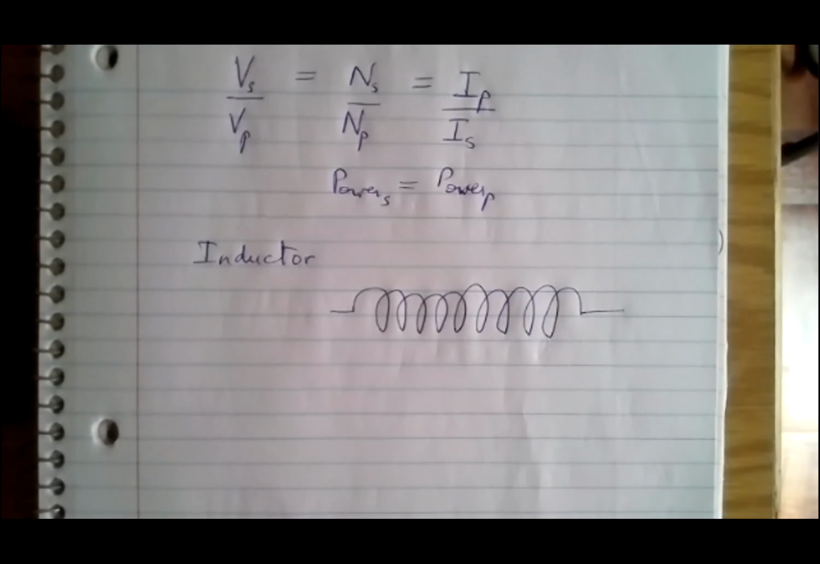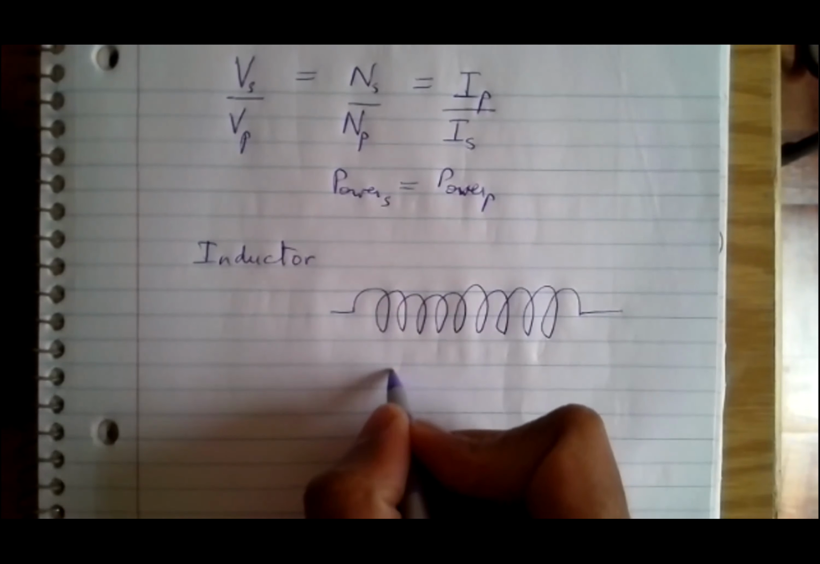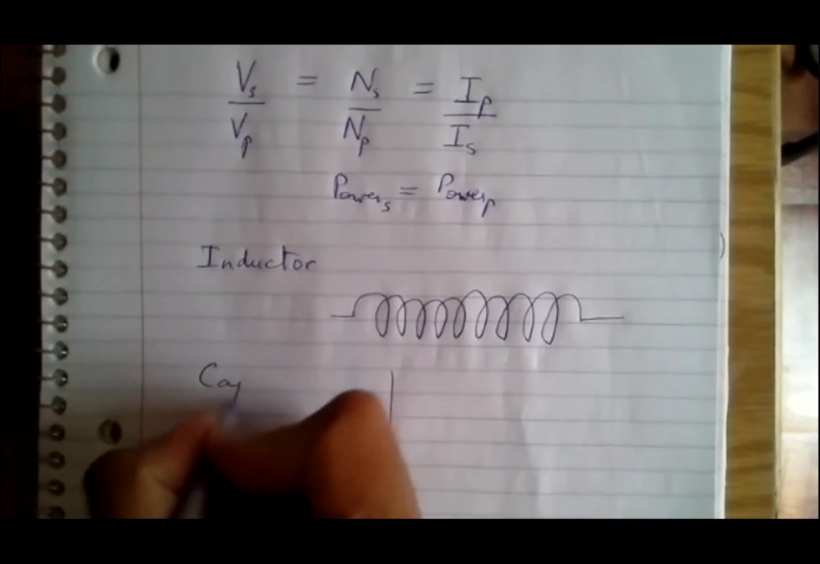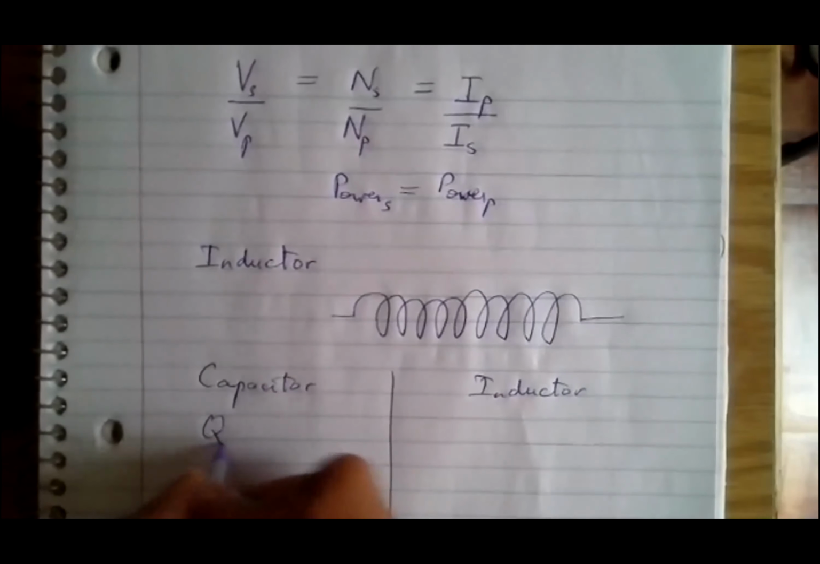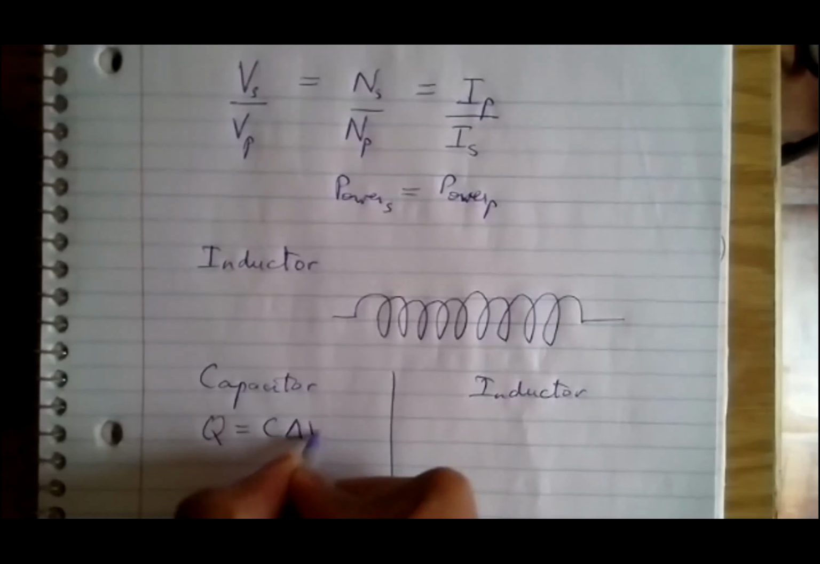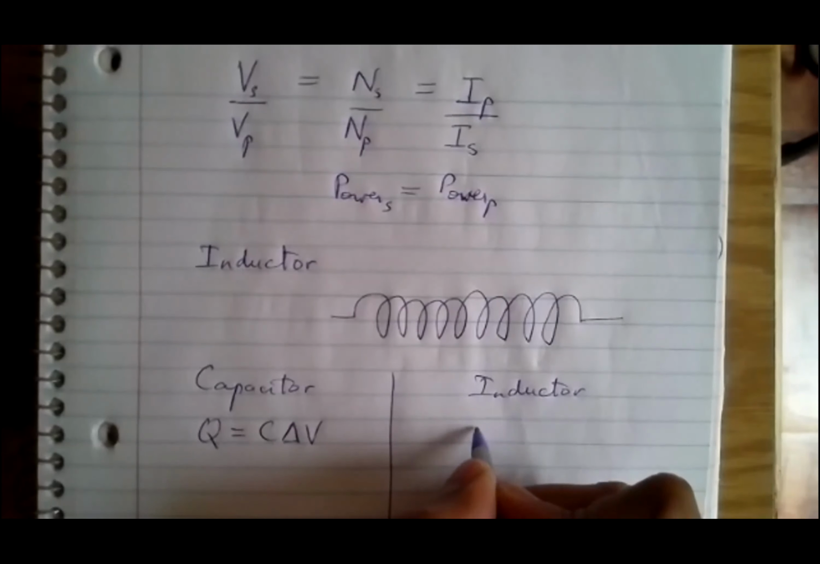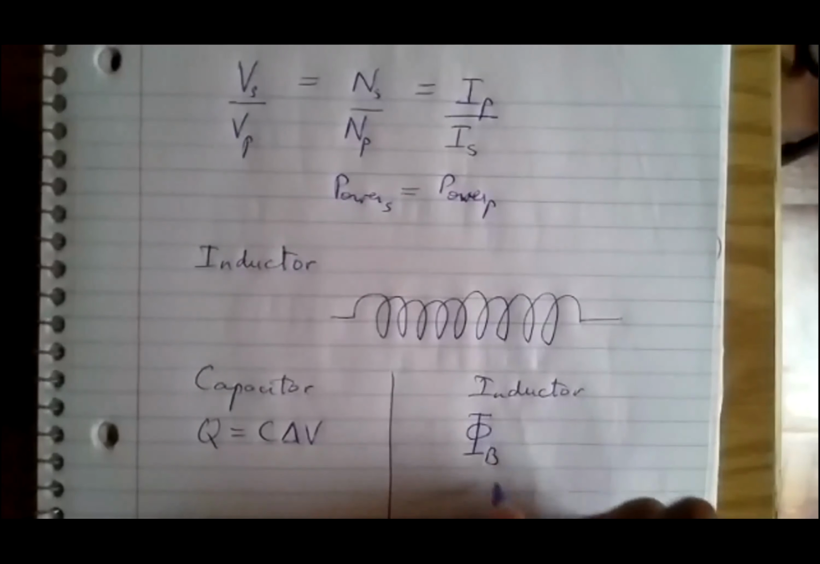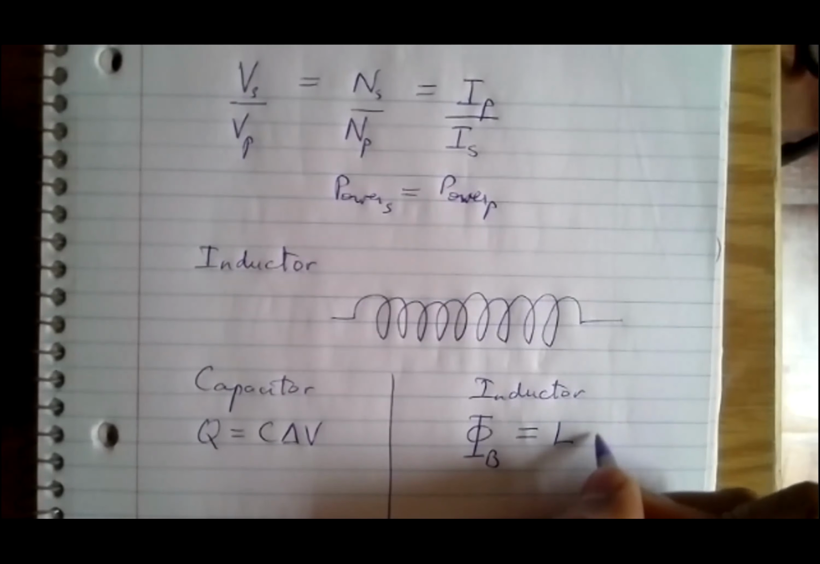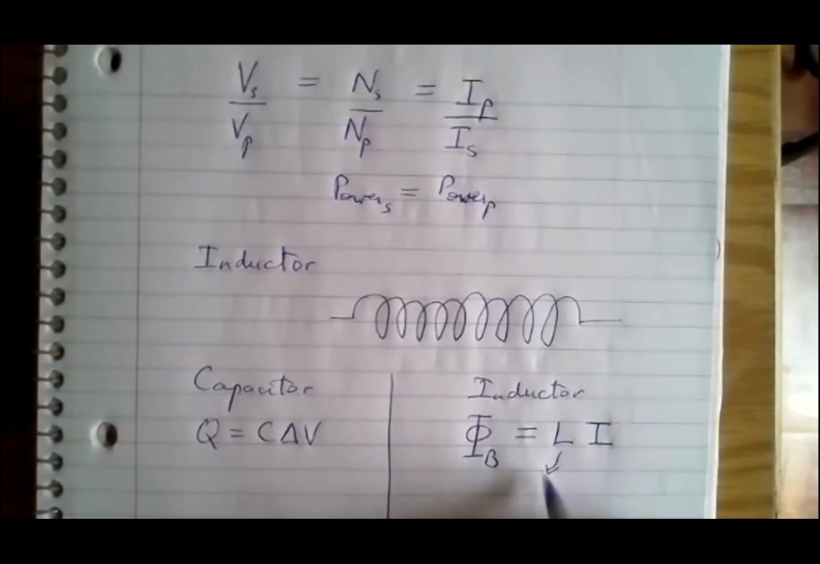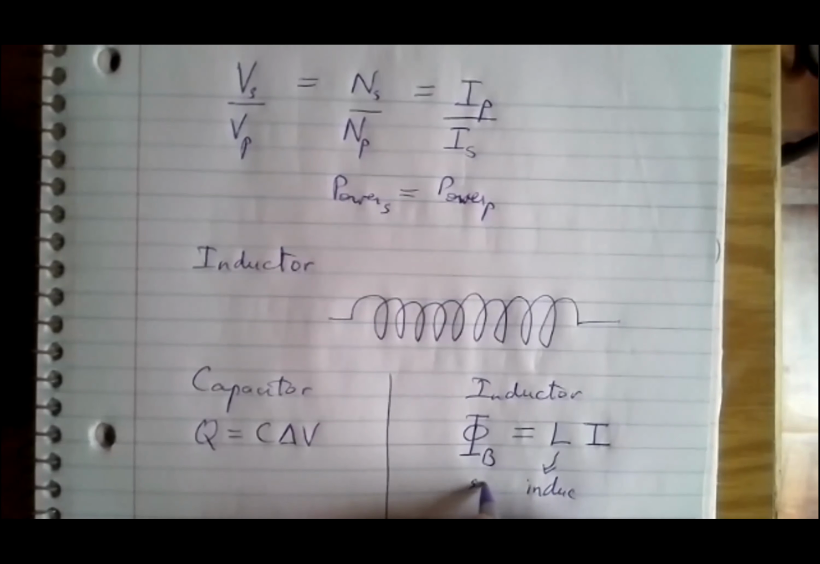All right, so what are a few properties that we can talk about? I'll start a sort of comparison. For a capacitor, one of the fundamental relations was Q is equal to C delta V. For an inductor, often what we'll talk about is the magnetic flux is equal to L times I. This L here is the symbol for self-inductance.